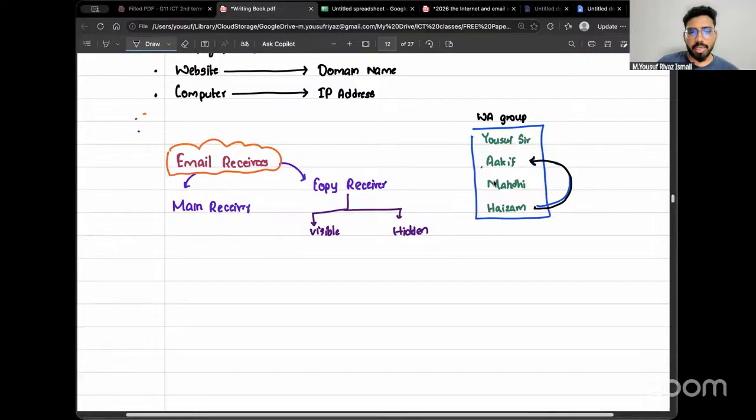Now, when Haizam tags Akif and sends the message in the group, is Haizam expecting a reply from me? He's tagging Akif and saying, do this part of the assignment or something. So is he expecting a reply from me? No. Is he expecting a reply from Mahadi?